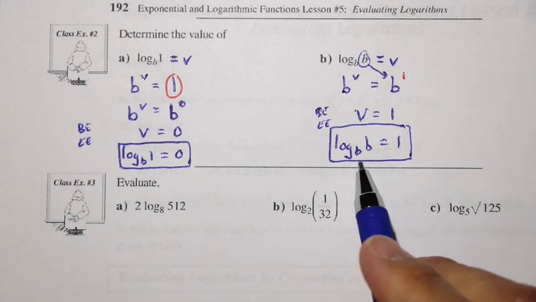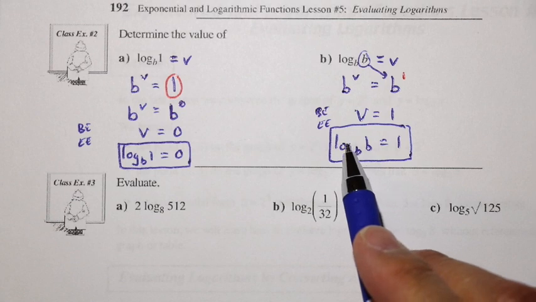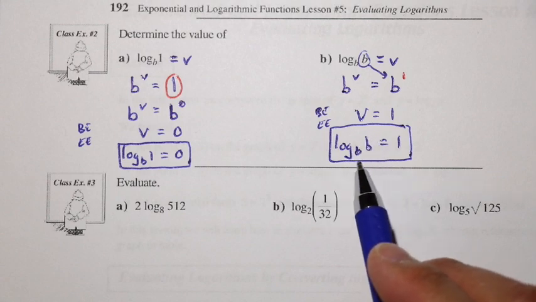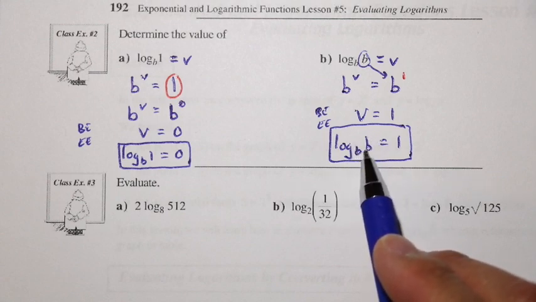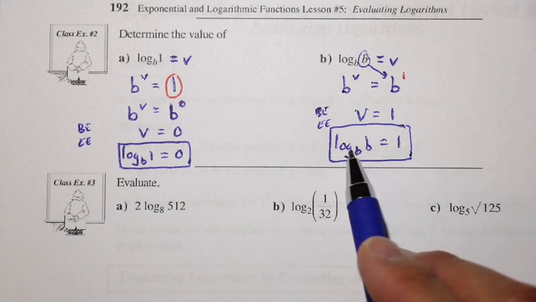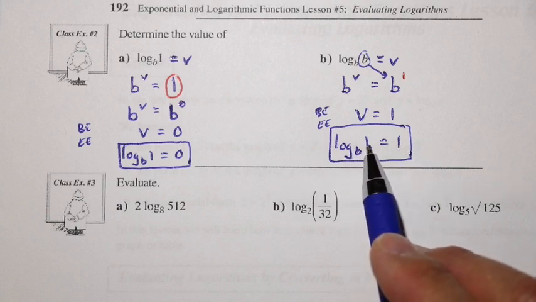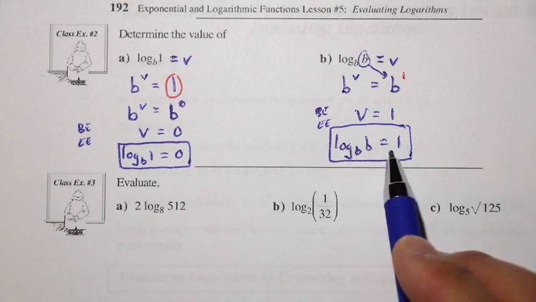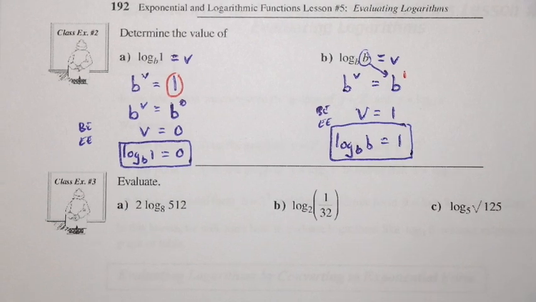Well, this is also very interesting because it tells us that log with any base here, any valid base, if the argument is the same as the base, then the log of that expression will be 1. Log base 2 of 2 is equal to 1. Log base 3 of 3 is equal to 1. Log base 4 of 4 equals 1. Well, that'll be useful.